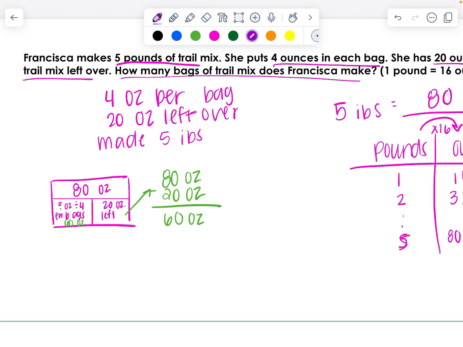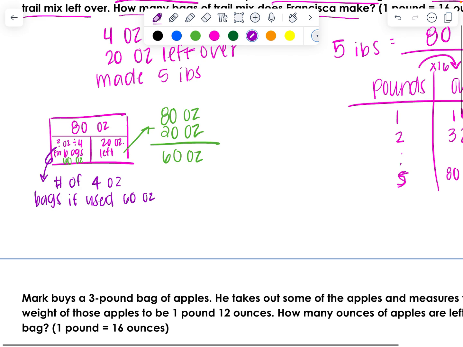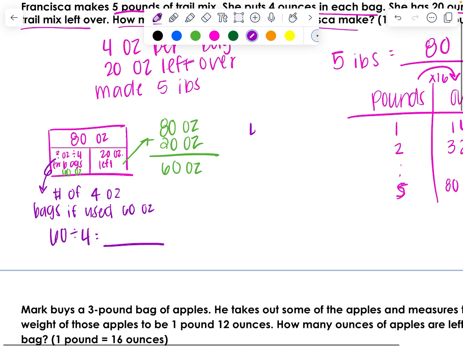So next, I need to figure out the number of 4 ounce bags if she used 60 ounces. So what I would do is divide 60 by 4, and that would give us how many bags she uses. So I'm going to set up division. I'm going to do standard algorithm or big 7.